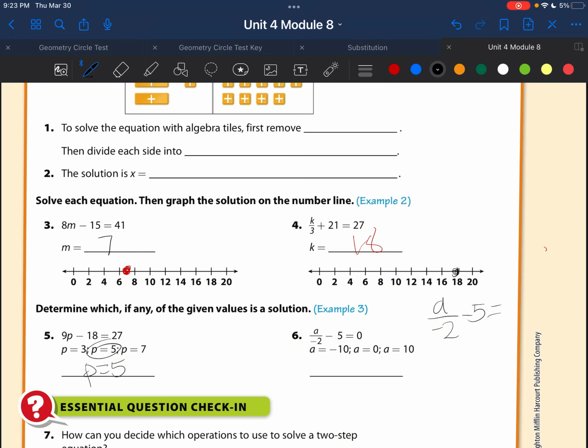I'm going to write it over here, so I have some room. Draw my line. Now I start with what's furthest away, which is my 5. So I add 5 to both sides. That cancels out. a over -2 equals 5. I do the opposite over here, which is multiplying by -2. Multiplying by -2. So I have my a, which equals -10.